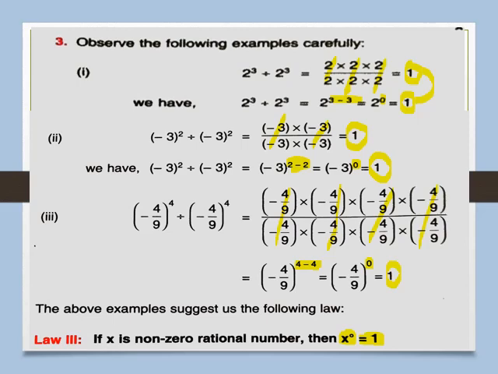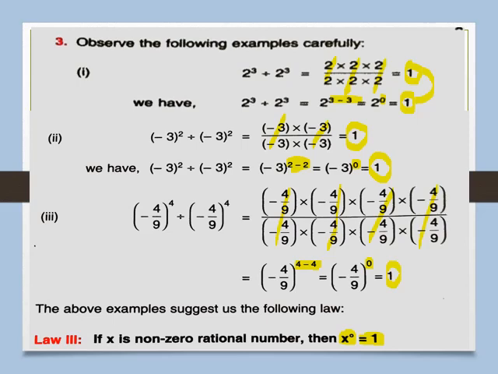And therefore we can conclude law 3. If x is a non-zero rational number, then x raised to 0, that is, any number raised to the power 0, is equal to what? It is equal to 1.